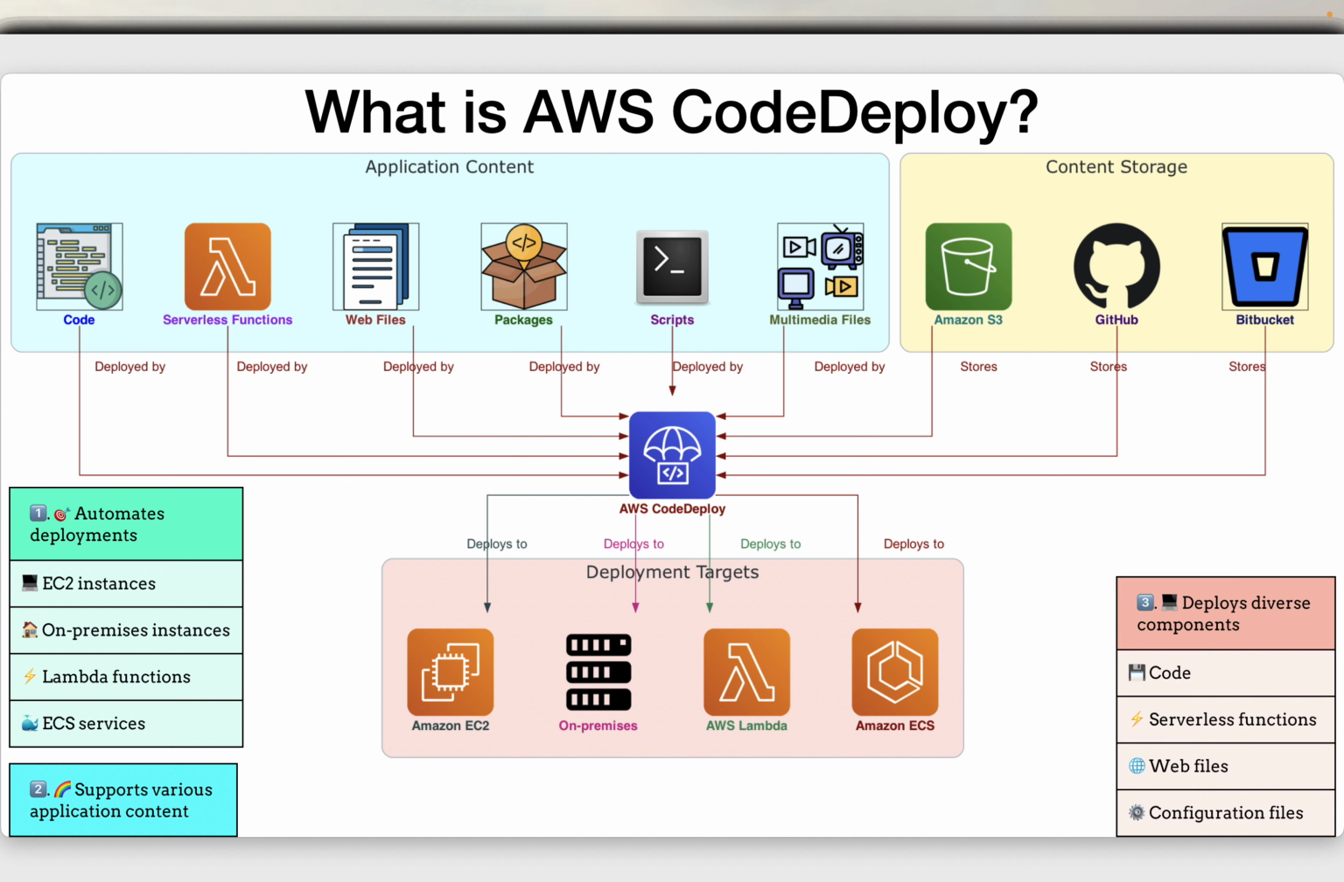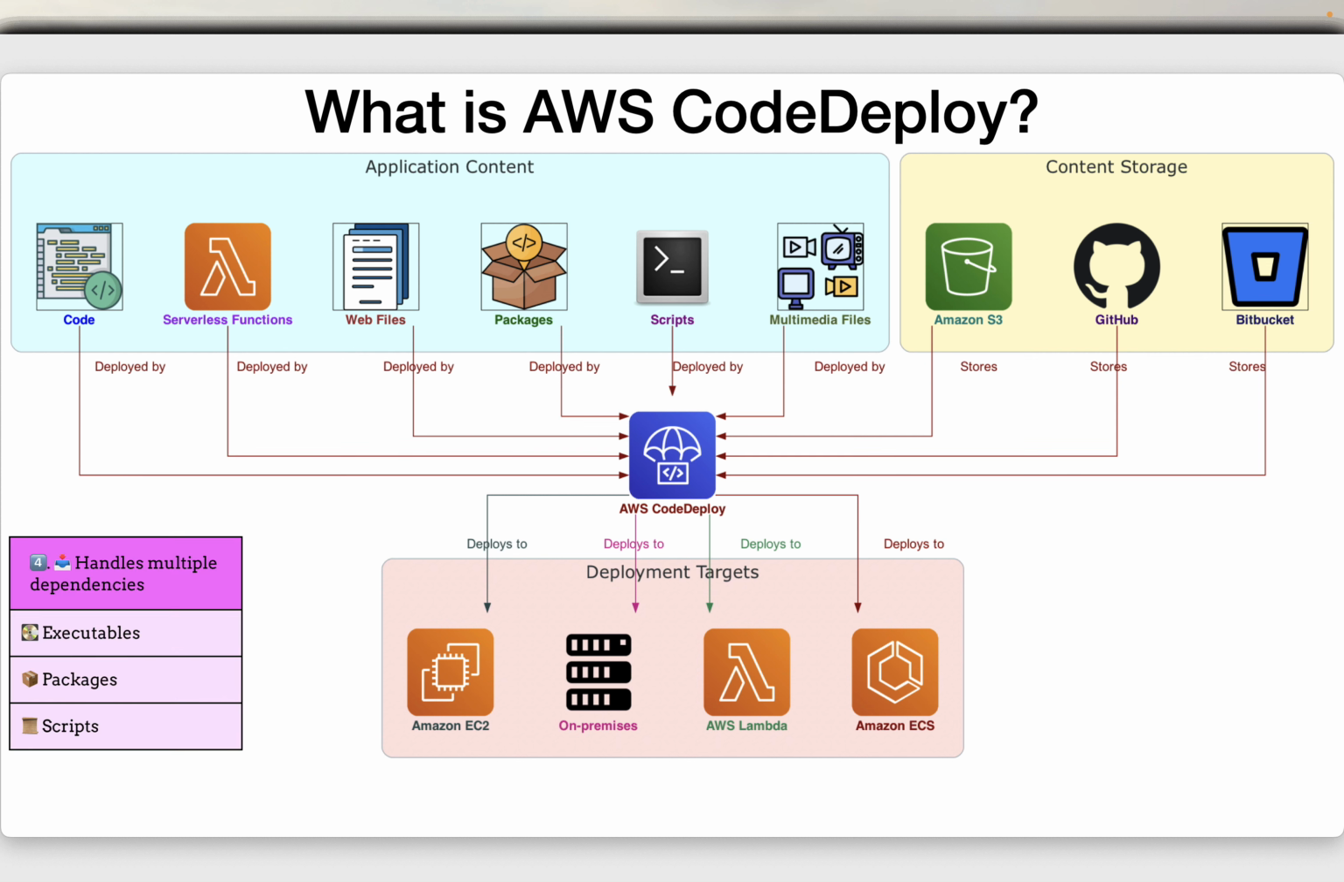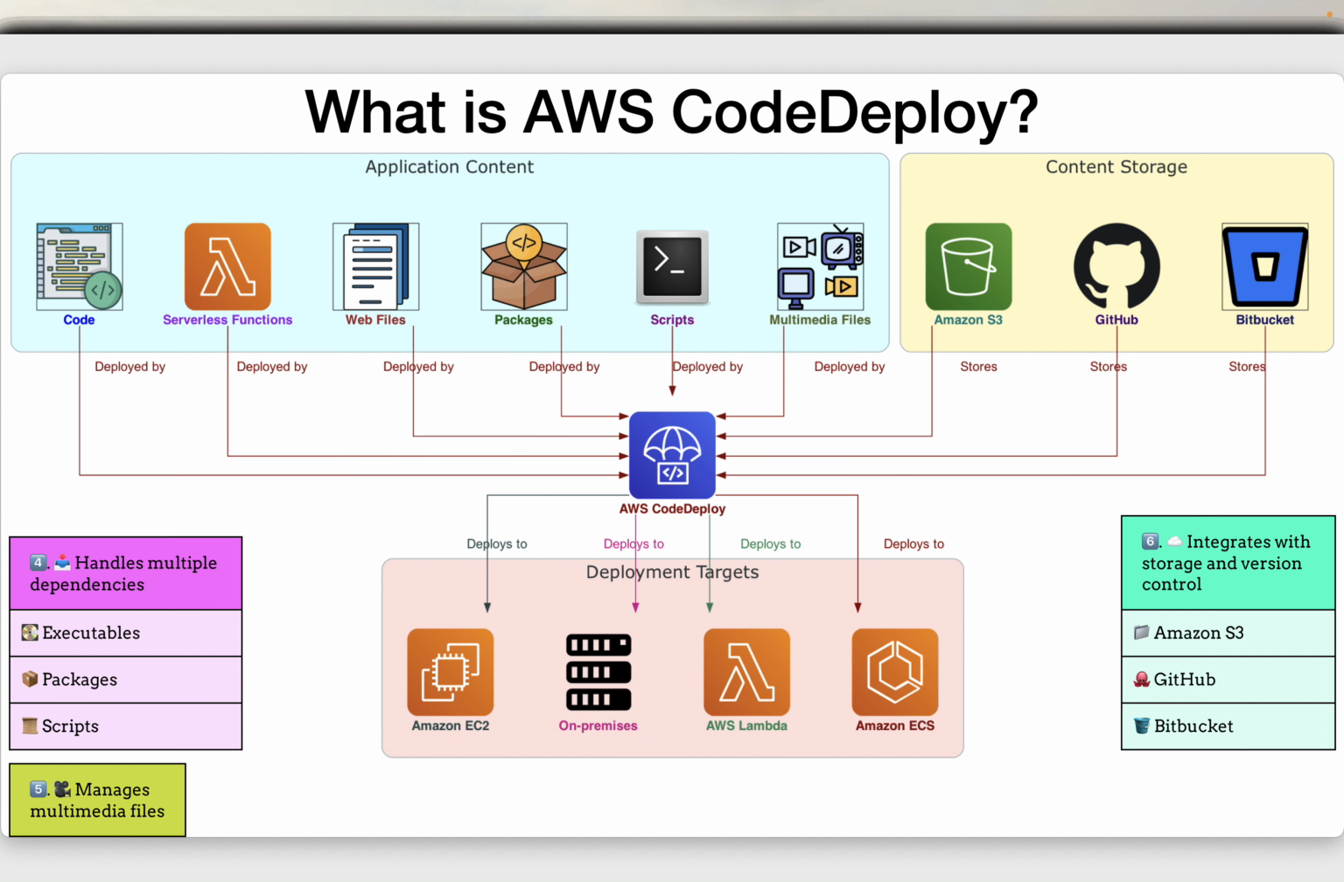and files. With CodeDeploy, you can easily deploy code, serverless AWS Lambda functions, web files, and configuration files, ensuring a comprehensive application deployment solution. The service also supports the deployment of executables, packages, and scripts, covering a broad range of application components and dependencies. CodeDeploy can handle the deployment of multimedia files, allowing you to include rich media content in your applications. Application content stored in Amazon S3 buckets, GitHub repositories, or Bitbucket repositories can be seamlessly deployed using CodeDeploy, providing flexibility in your content storage and version control.